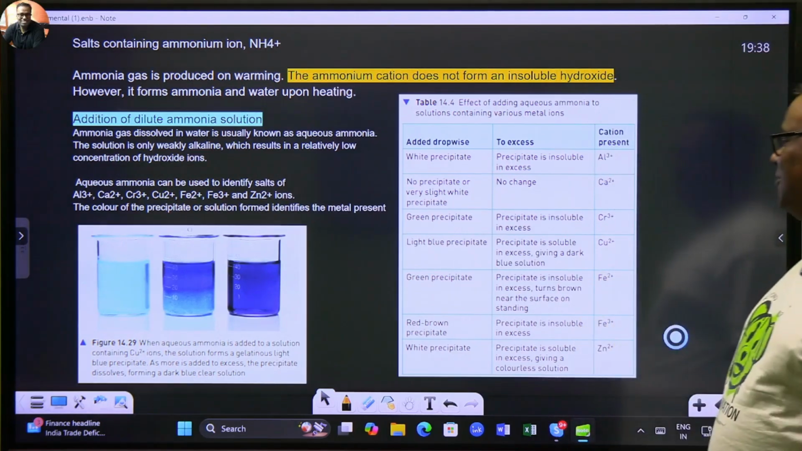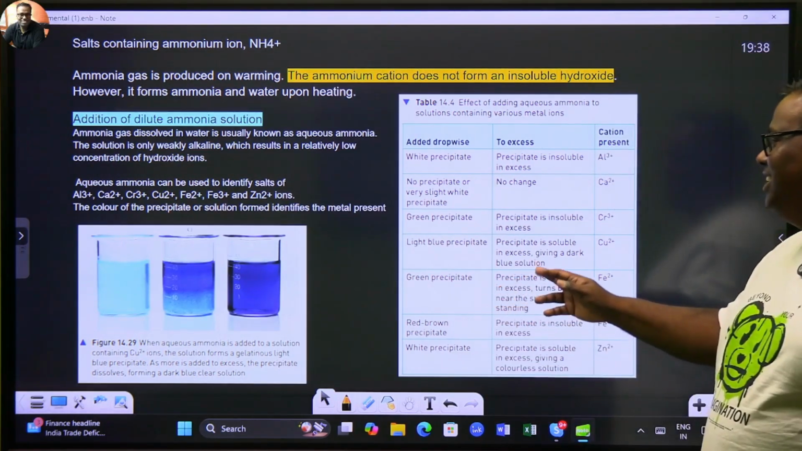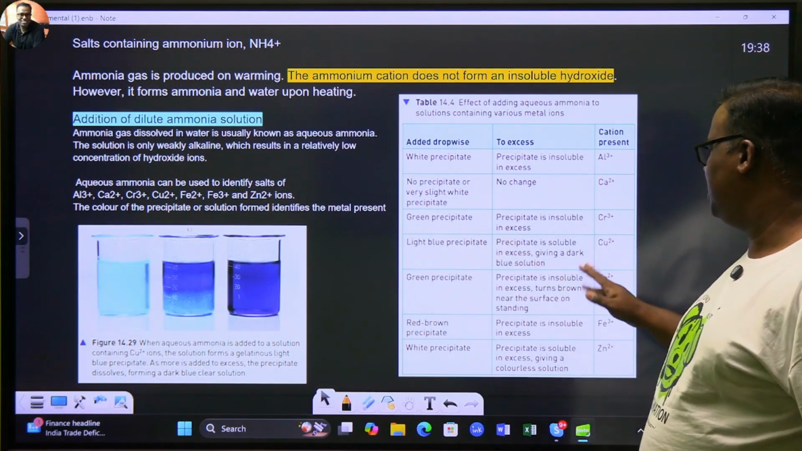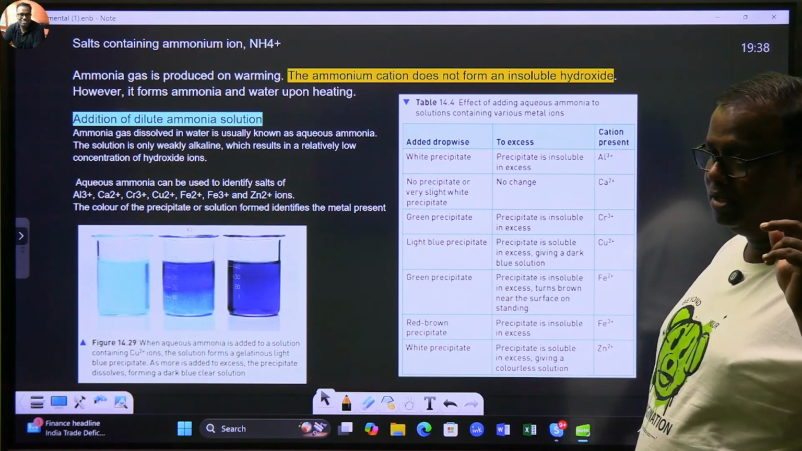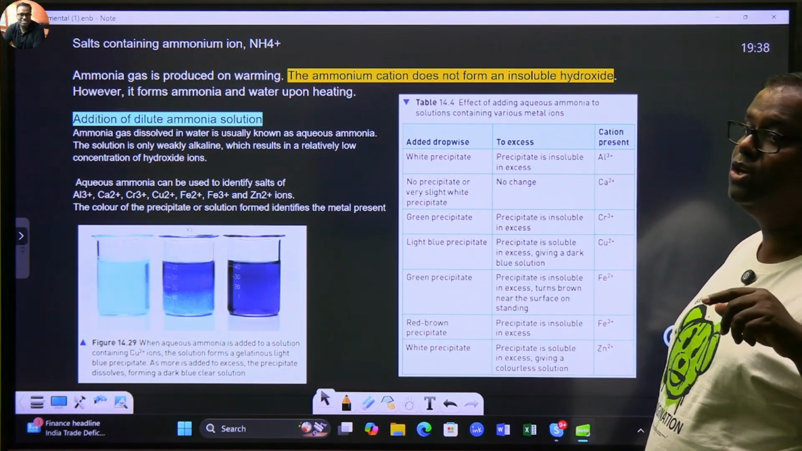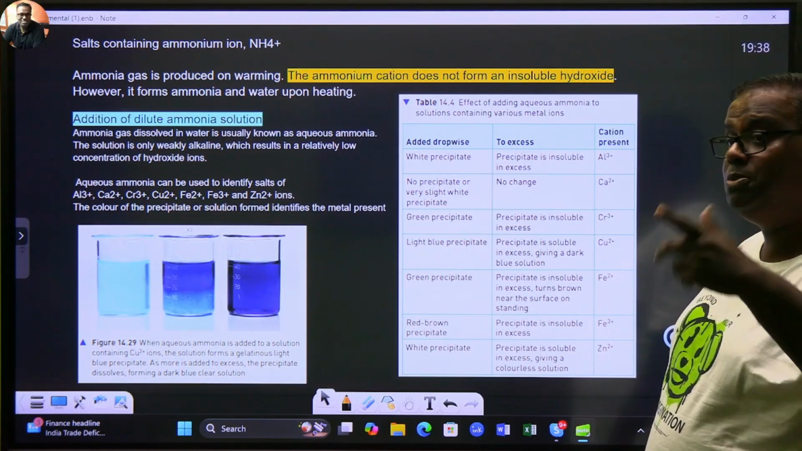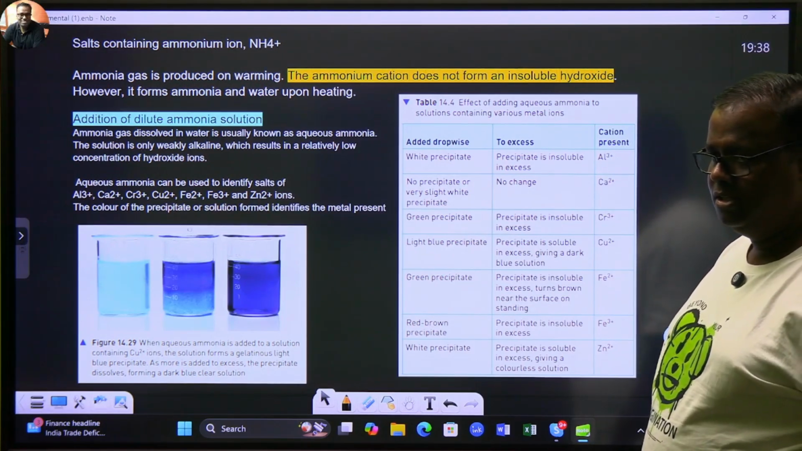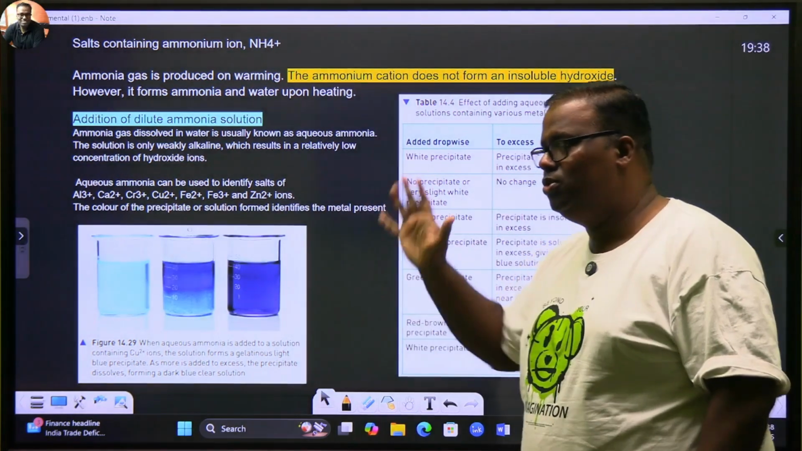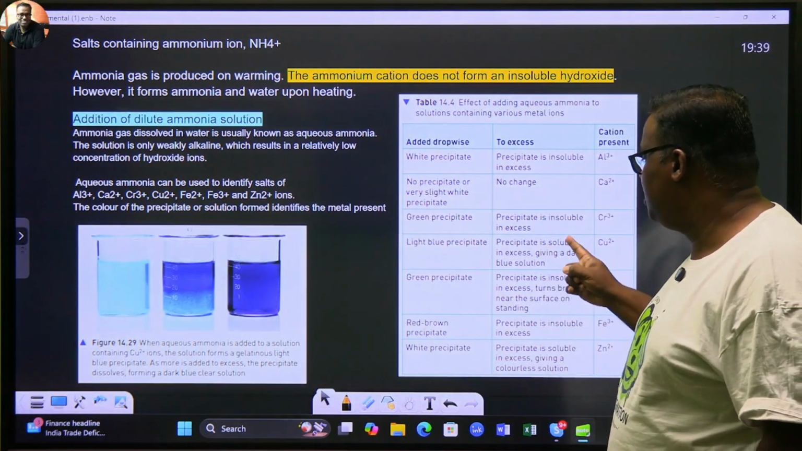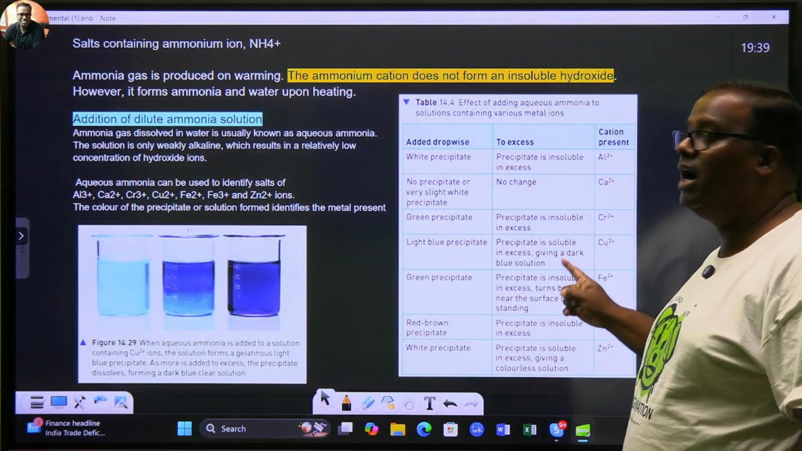Okay, next one. Once again, light blue precipitate. Now, this part is a little bit important for us. Light blue was copper in the case of sodium hydroxide, but the precipitate remained as precipitate. So you said copper might be present. Now, when you add ammonia solution to it, look at it. The precipitate is soluble in excess, giving a dark blue solution.